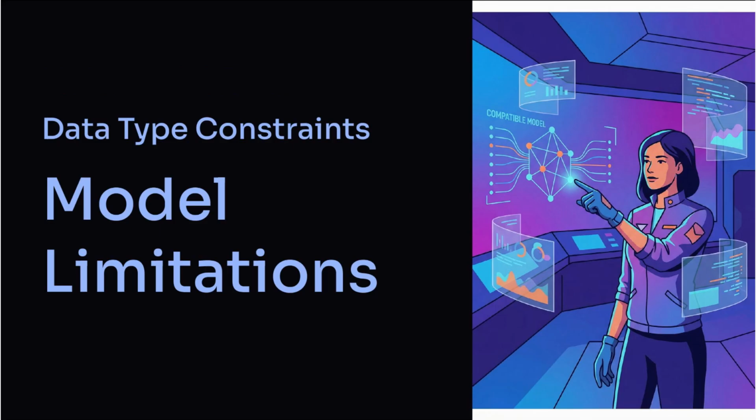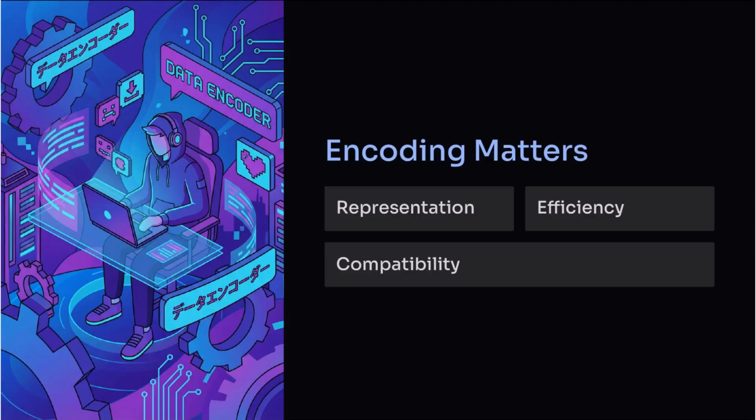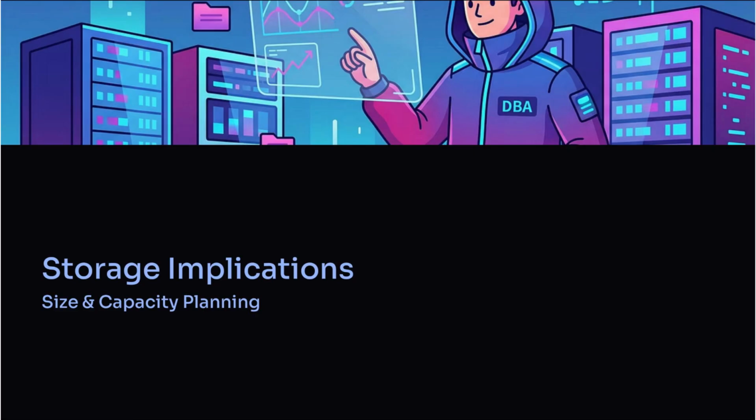Data types often need to be transformed. Text becomes tokens, images become numerical tensors, and categories become encoded values. How data is represented internally can significantly affect model performance and learning stability. Different data types have different storage requirements. Images and video consume far more space than tabular data. Computational costs also vary. Training models on high-dimensional data requires more memory and processing power.